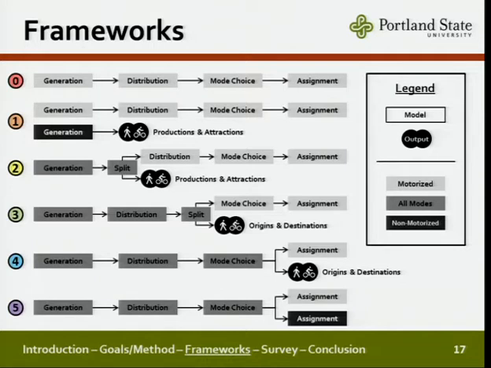So for example, with Frameworks 1 and 2, you only get an estimate of how many people are starting walking here and ending up walking here, but you have no way to link them together. But for 3 and 4, you know where they're going from and to, so you have full trip information. And then with Framework 5, you actually have the route that they might take.